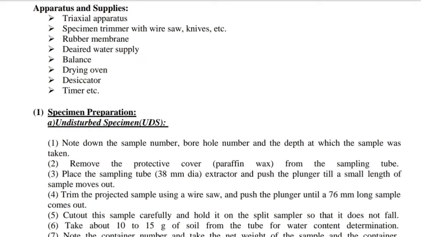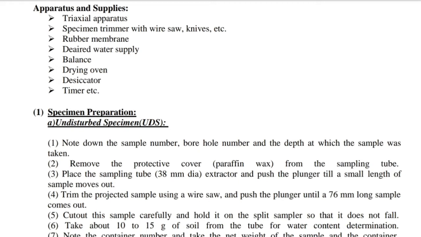1. Specimen preparation. A. Undisturbed specimen (UDS). 1. Note down the sample number, borehole number and the depth at which the sample was taken. 2. Remove the protective cover, paraffin wax, from the sampling tube. 3. Place the sampling tube in the 38 mm diameter extractor and push the plunger till a small length of sample moves out. 4. Trim the projected sample using a wire saw and push the plunger until a 76 mm long sample comes out. 5. Cut out this sample carefully and hold it on the split sampler so that it does not fall.